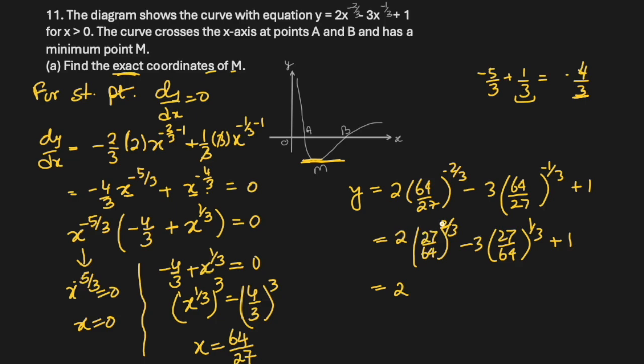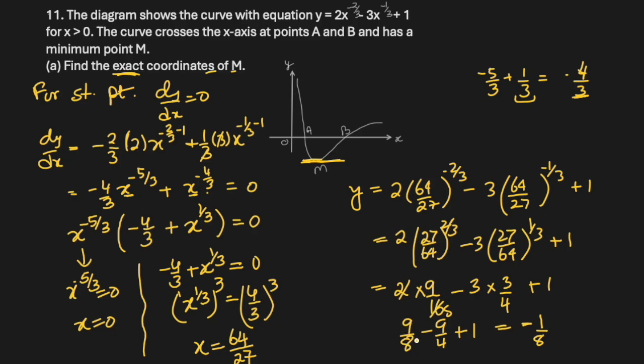That becomes 3 square, 9 over 16, minus 3 times 1/3 is 3 over 4, plus 1. So 18 over 16, let me rather cancel it. 9 over 8 minus 9 over 4 plus 1, which will be 9 minus 18 will be minus 9 plus 8, minus 1 over 8.